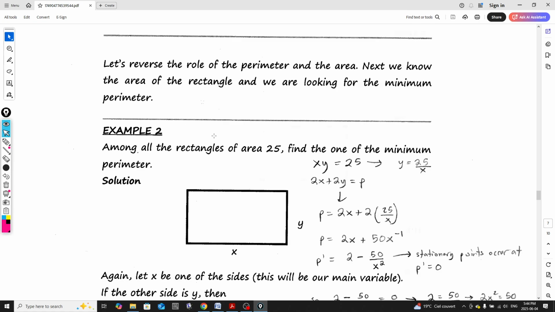So among all rectangles of area 25, here's your rectangle. The area is 25, so x times y is 25. Find the one of the minimum perimeter.